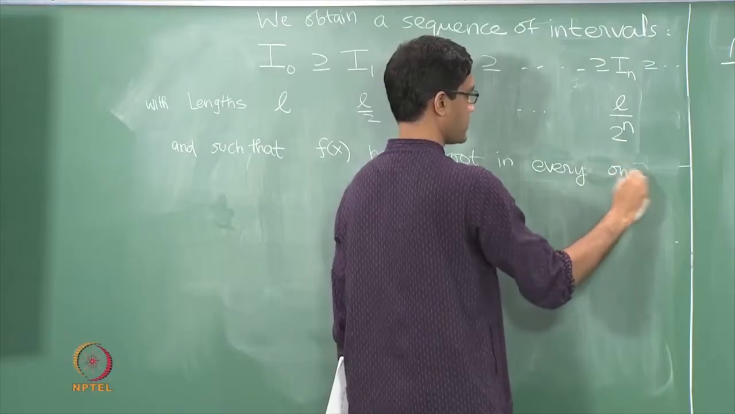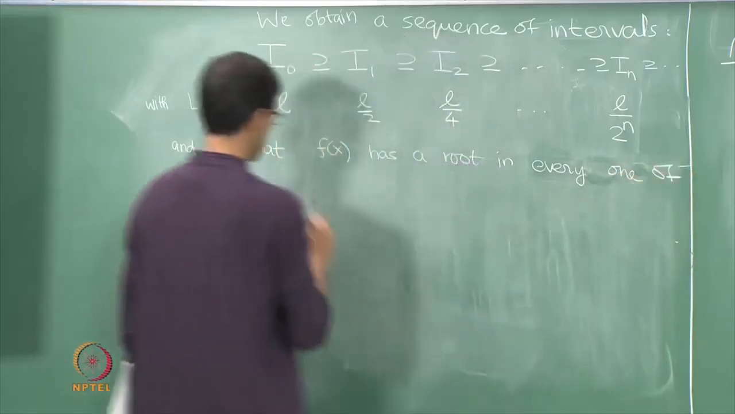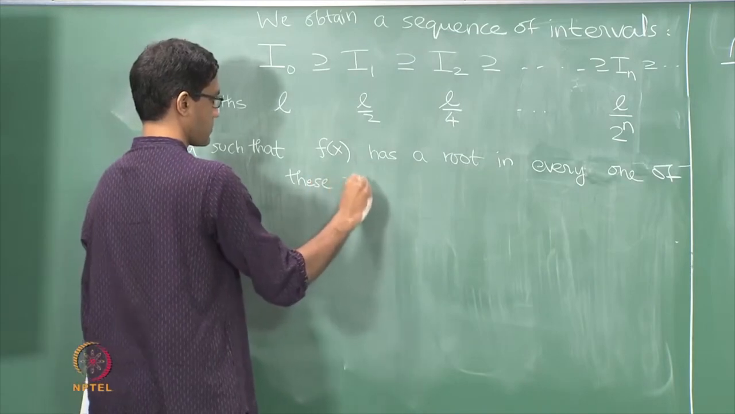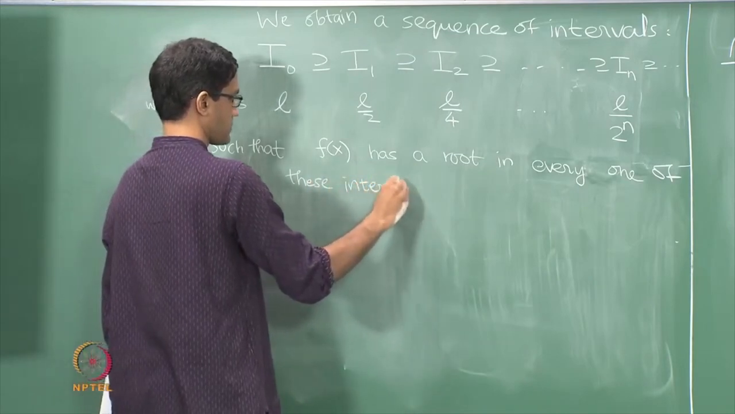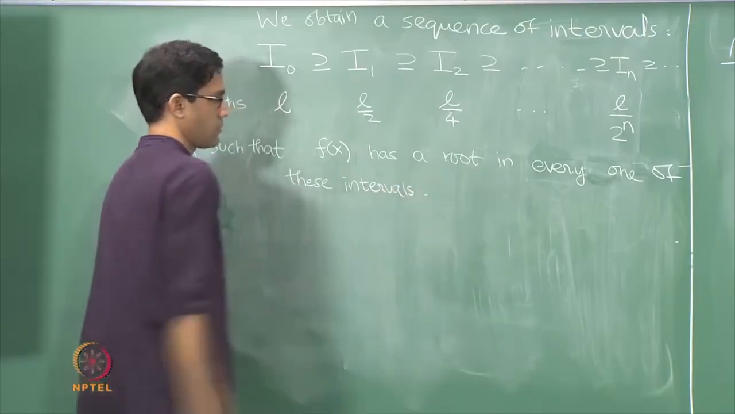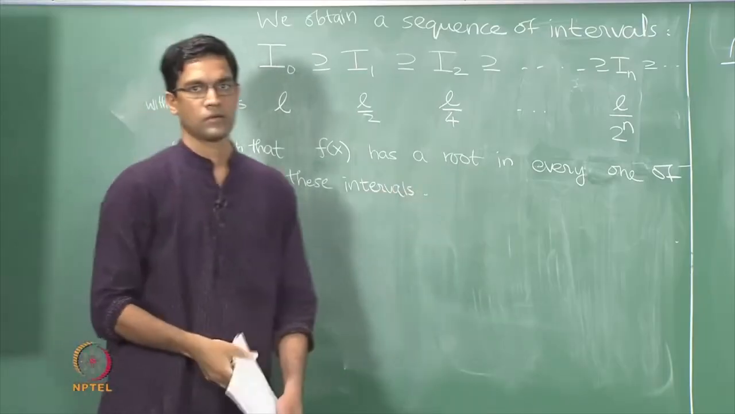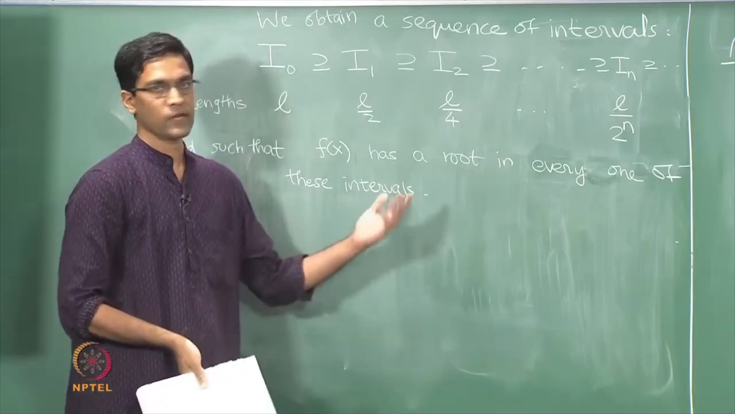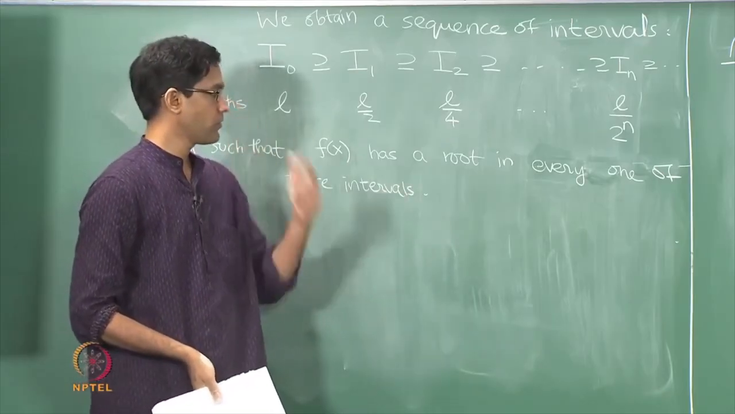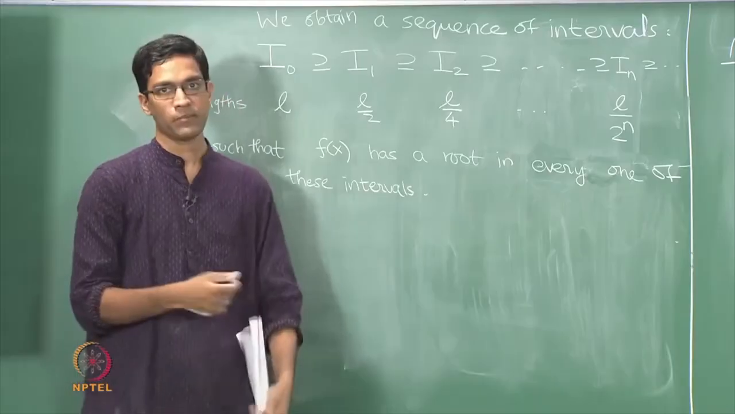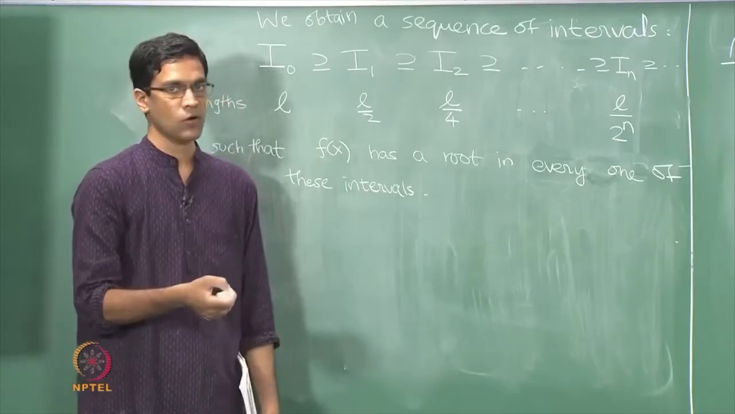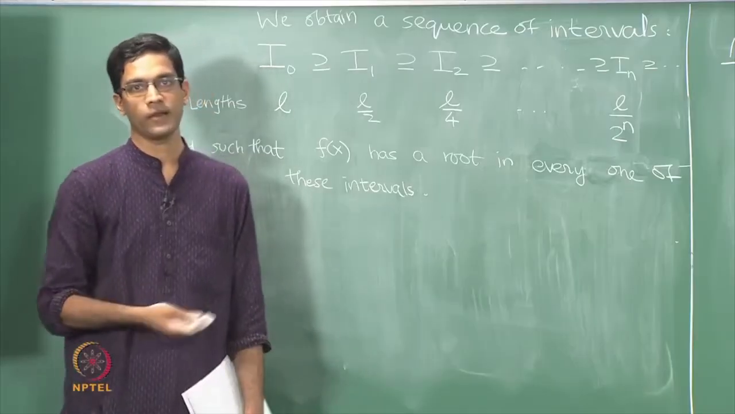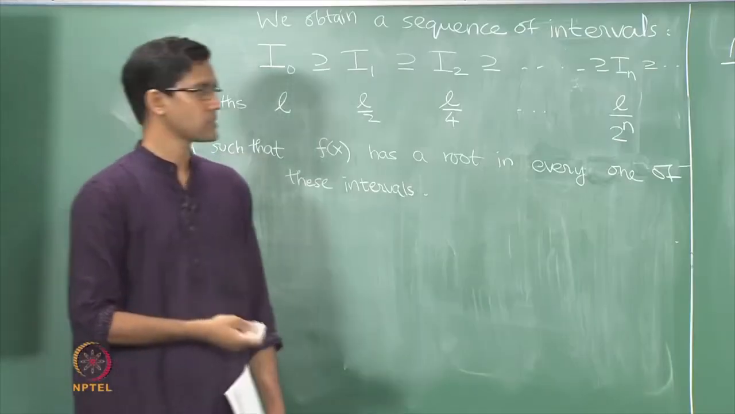So this was the second application of the intermediate value property. Now let's look at a more geometrical application, something to do with how regions in the plane can be divided and so on. So here's an example which sometimes goes by the name of cake cutting problems.